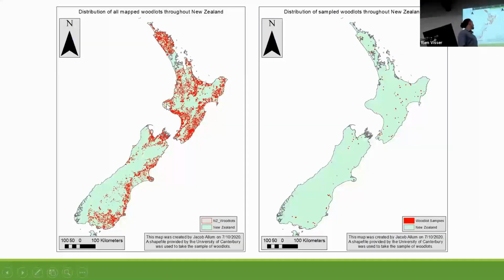The image you can see here on the left-hand side of the screen shows the spread of the woodlots in the shapefile provided by UC and Bruce. As you can see, the woodlots go right the way throughout New Zealand. On the right-hand side of the screen, you can see the sample of the 96 woodlots and the spread of them.